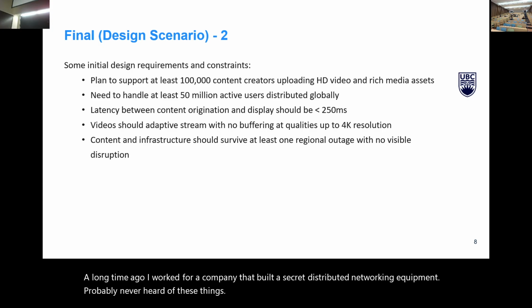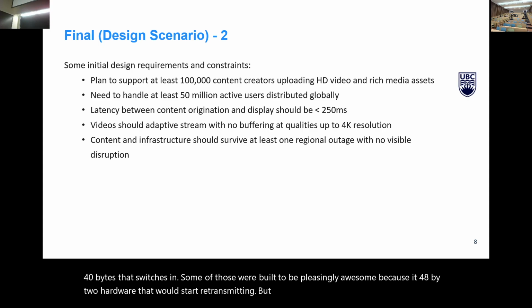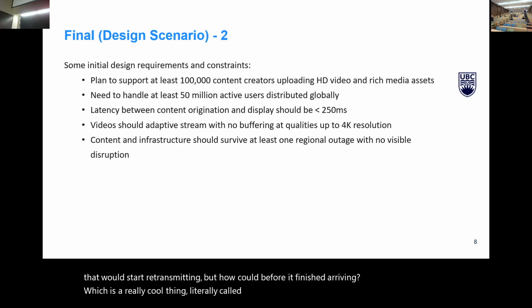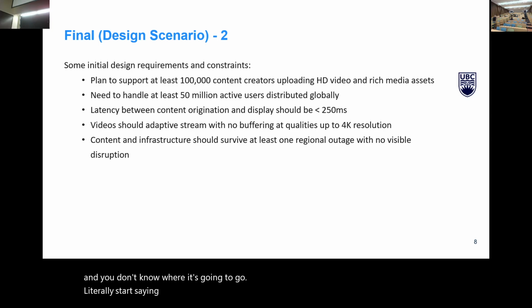ATM equipment was actually designed to do circuit switching, which is a telephone connection, over a packet switch network. They used a fixed size packet of 48 bytes. And the switches themselves were built to be blazingly fast because at 48 bytes, you could build hardware that would start retransmitting the packet before it had finished arriving, which is a really cool thing. They're literally called cut-through. So you get enough of the data in on the inbound connection, and you know where it's going to go on the outbound connection. You literally start sending it out the outbound connection.